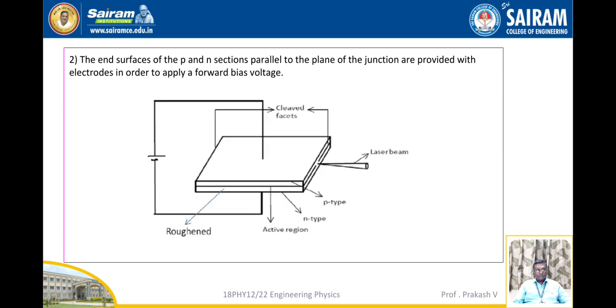Next, here you can look at the schematic diagram of semiconductor laser. Here the P and N type are connected to the battery, and it is forward biased as shown in the picture.